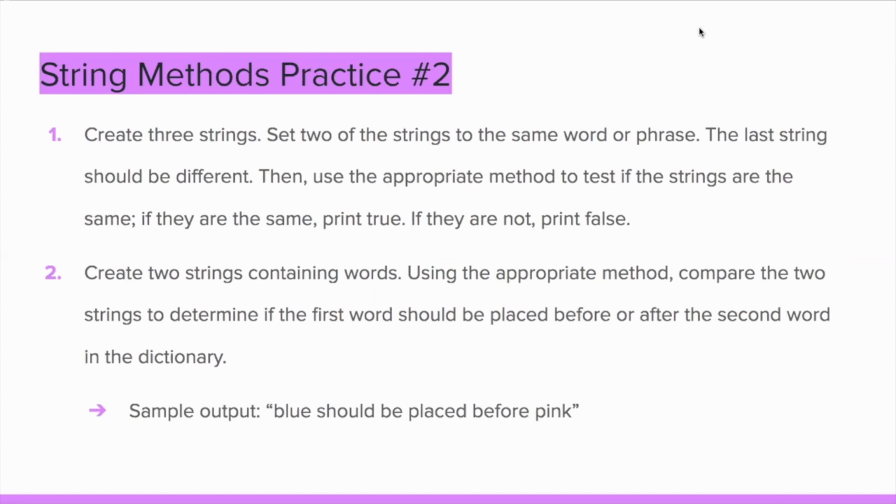Here are some practice problems that involve using the methods that were just listed. For the first problem, create 3 strings, with 2 of the strings set as the same word or phrase. Make the third string something different. Then, use the appropriate method to test if the strings are the same. If they're the same, print true, and if they aren't, print false.